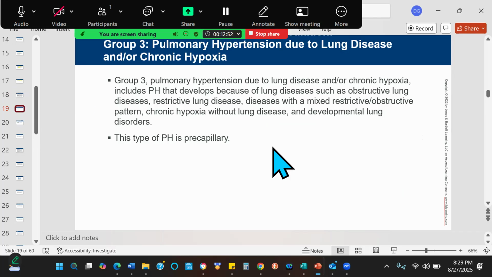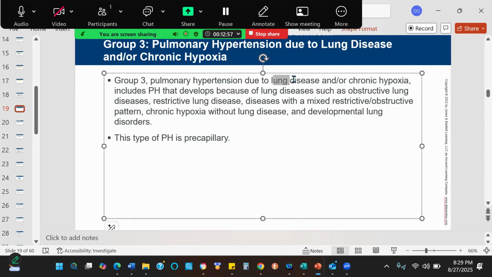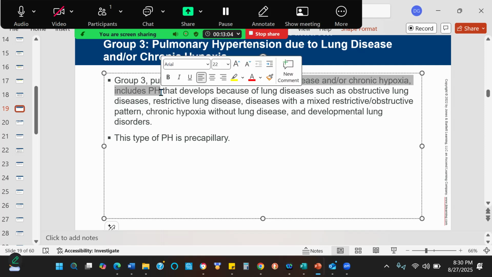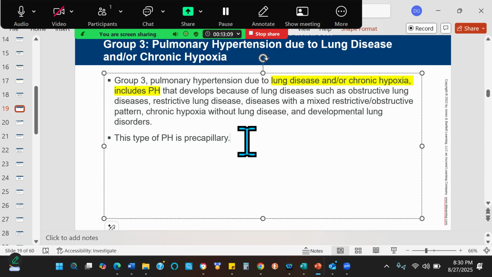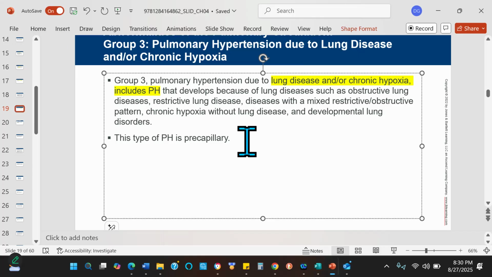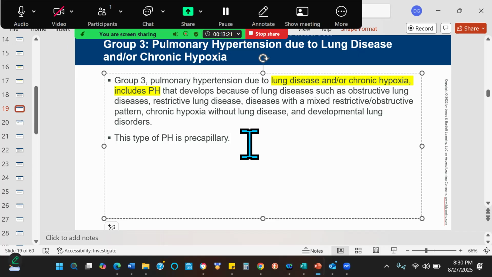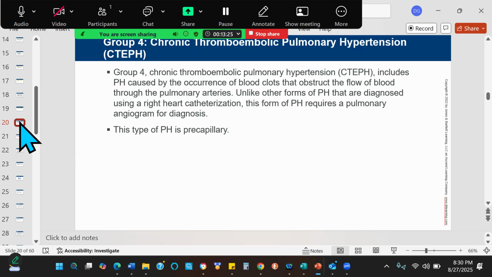Group 3. Group 3 pulmonary hypertension is due to lung disease, maybe emphysema, maybe pulmonary fibrosis, chronic hypoxia, and pulmonary hypertension develops because of those bad lungs. So type 3 is due specifically to lung disease. It could be due to smoking. It could be due to chronic exposure to some bad substance, dust, for example. Could be a developmental problem that the person's had all their life, lots of different ways.